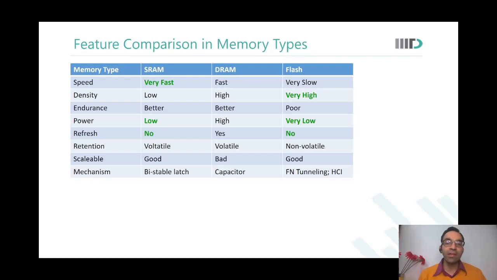And that is the reason why DRAM also consumes more power than SRAMs and flash memories.